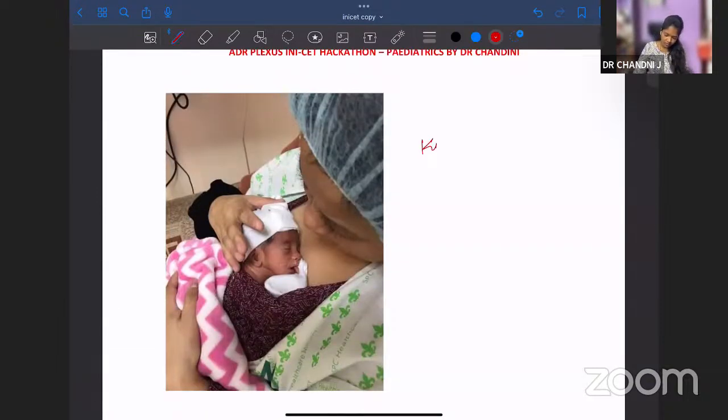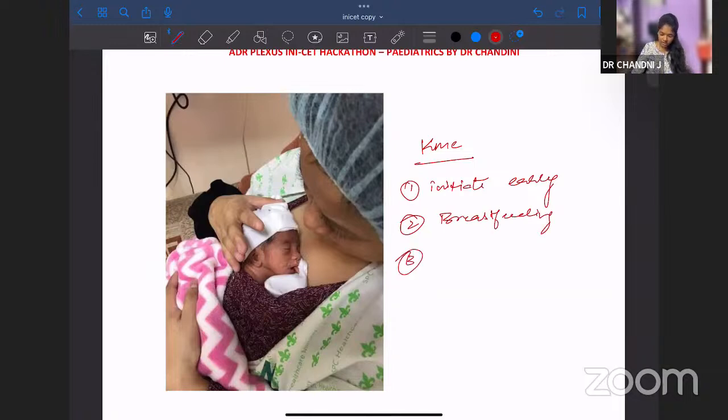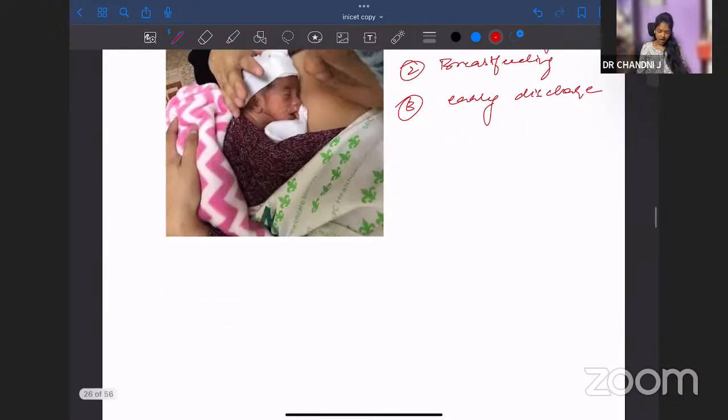What is this? Kangaroo mother care. What are the three components of kangaroo mother care? First one is you will initiate it early. Initiate kangaroo mother care early. Second is you continue breastfeeding. Continue breastfeeding. Third is early discharge. So these three are the components of kangaroo mother care.